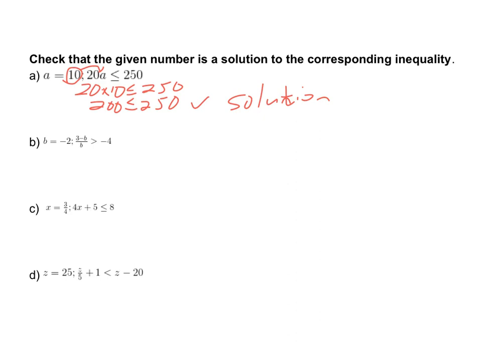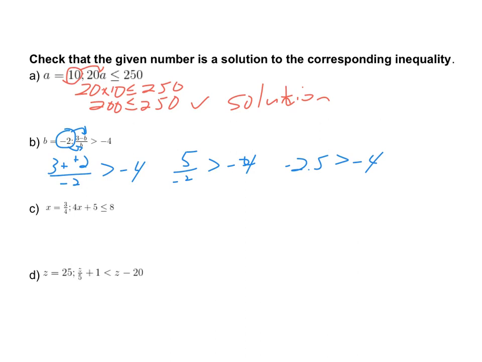Same thing for the next one. b is negative 2, so wherever I see b, I'm going to put a negative 2. So I've got 3 minus negative 2 over negative 2. 3 minus a negative 2 turns into 3 plus 2, so I get 5 over negative 2. 5 divided by negative 2 is negative 2.5. So negative 2.5 greater than negative 4. That is true, so that is a solution.